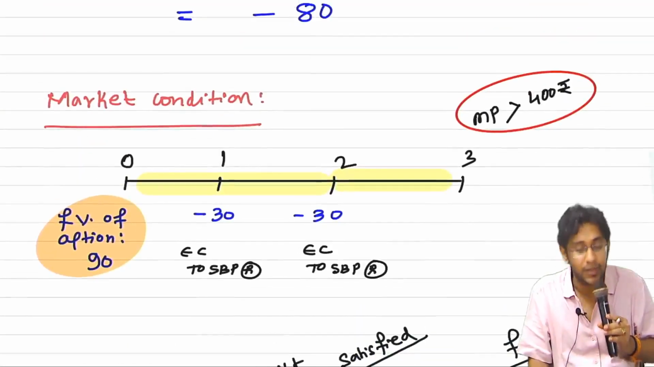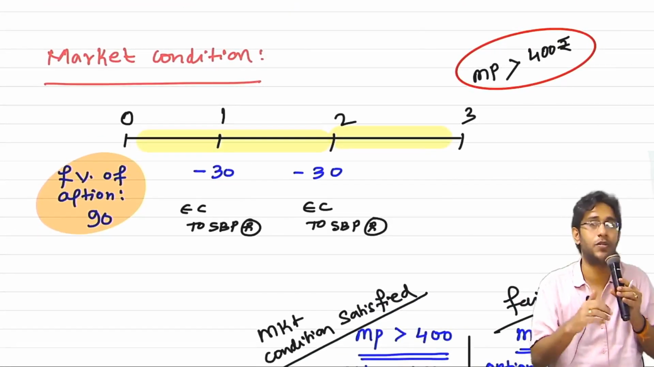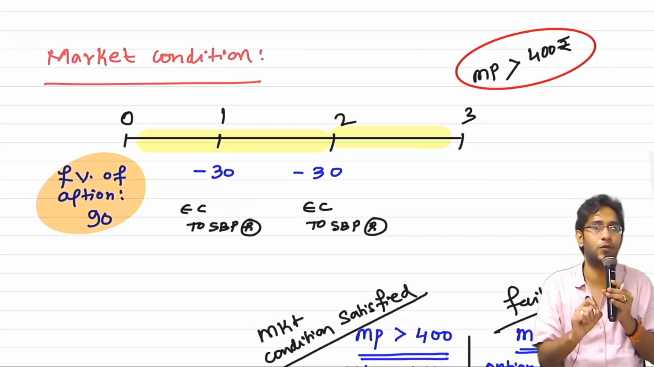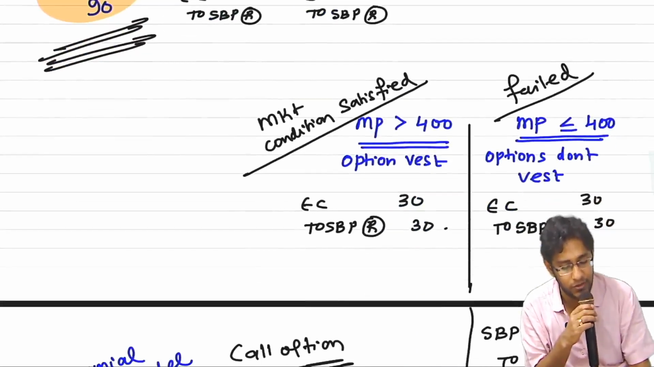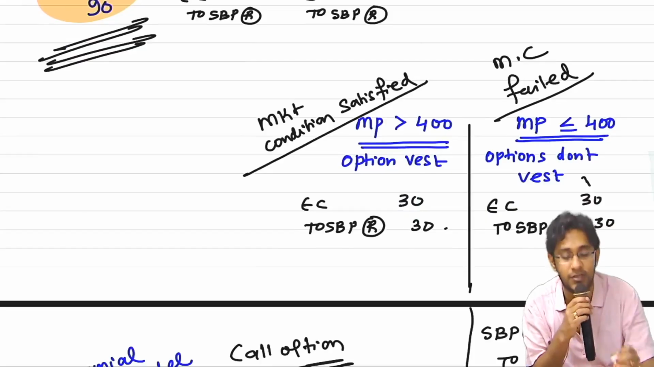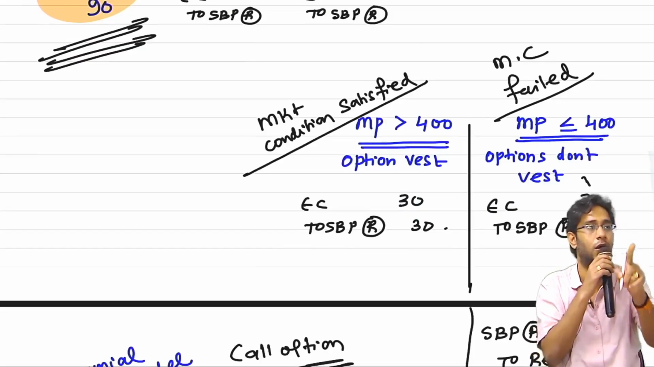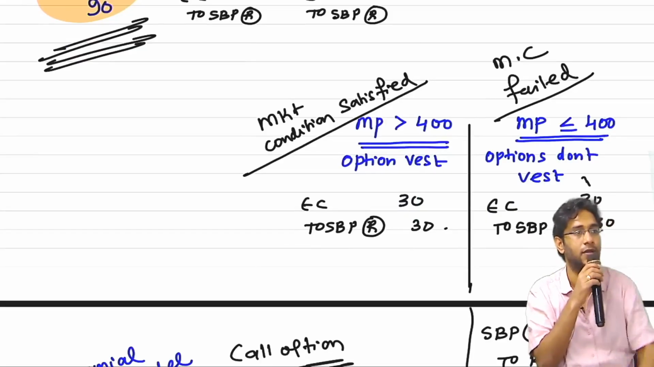But option not getting vested because of market price fluctuation is an event which is already factored in. So ultimately, if options do not vest because the market condition has failed, you should not change your accounting. Accounting continues. Same thing.